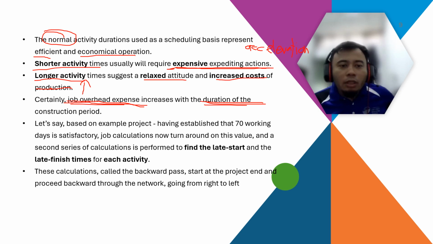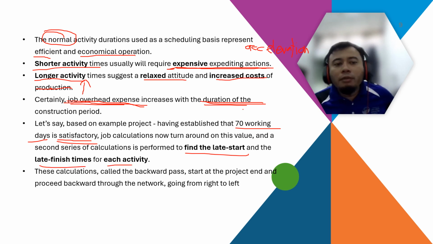So let's say based on an example project, having established that 70 working days is satisfactory. So satisfactory is 70 working days. Job calculations now turn around on this value. And the second series of calculation is performed to find late start and late finish time for each activity. So let's say we have determined the 70 days to complete the project. 70 days. That is the optimum.